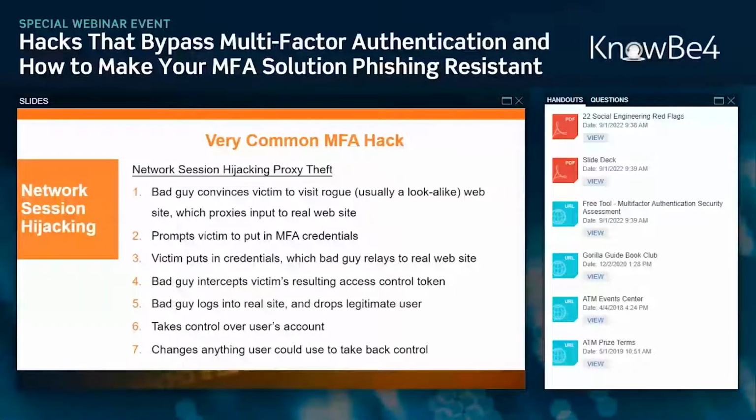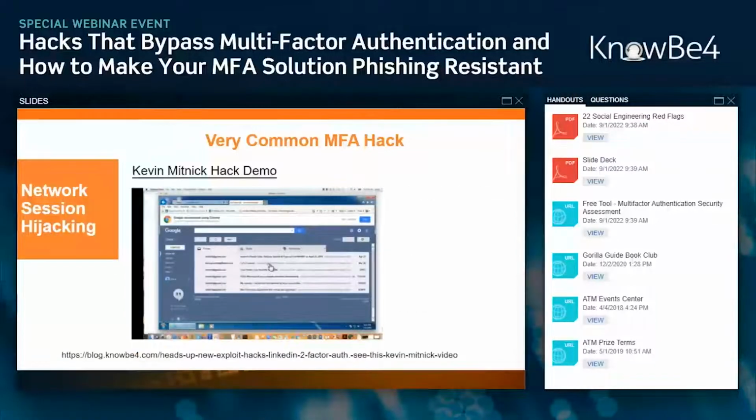Again, how it usually happens, the bad guy has convinced the victim to visit this rogue lookalike website that's really a fake website called a man-in-the-middle proxy website. It then connects them to the real website, and then the man-in-the-middle proxy website can see anything between the user and the real website, including this access control token plus password or any numbers they type in because of MFA.